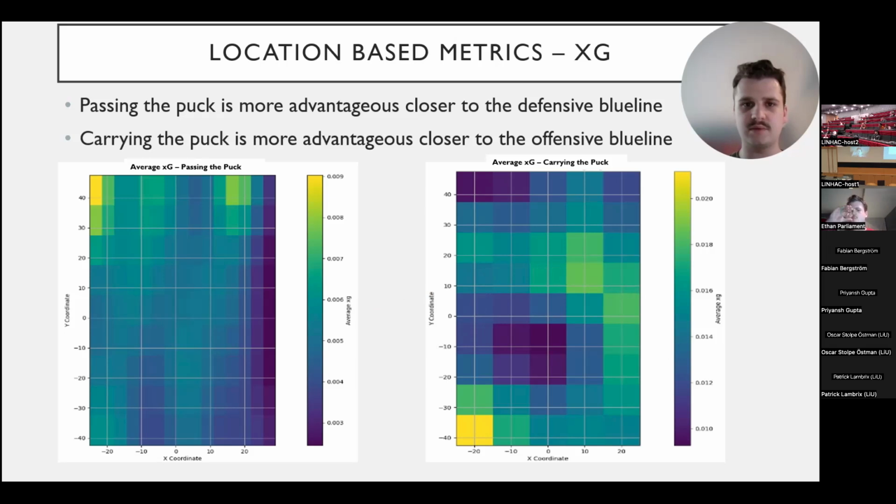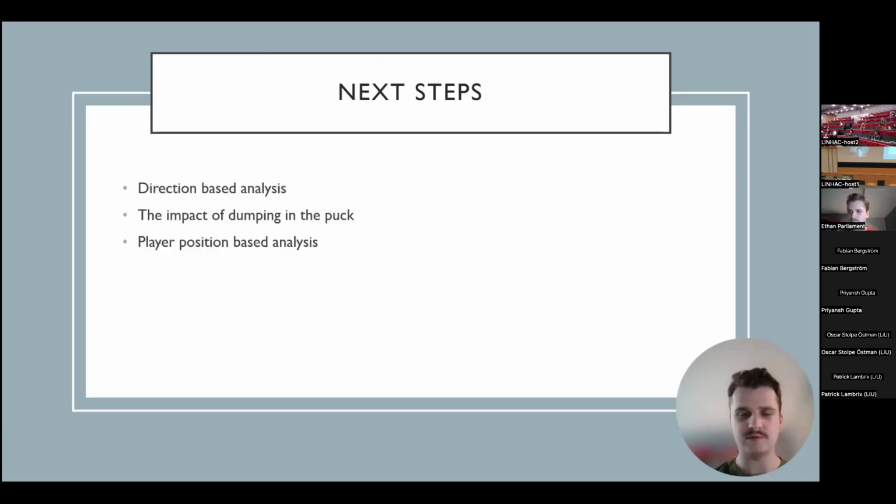There's some more research that can be done in this field and extend what I've done here. One thing I would really like to look into is some analysis on the direction of the event that should be taken. For example, if a player decides to pass the puck, where should they pass it? Should they pass it left, right, forwards, backwards, and so on? I think that could provide some really interesting results and help players make reads and decide where to look when they get the puck in the neutral zone.